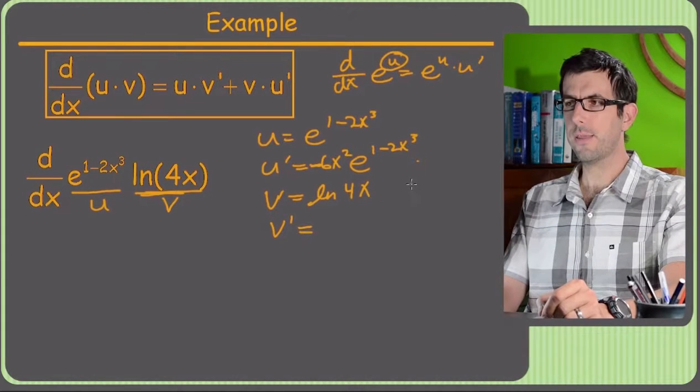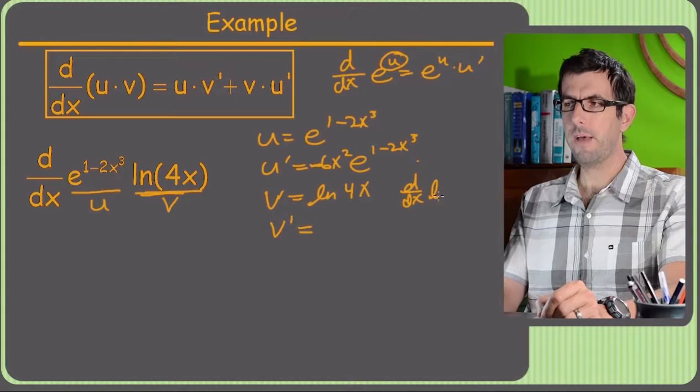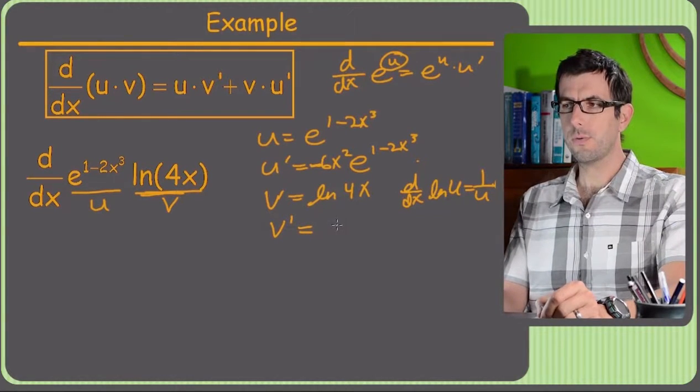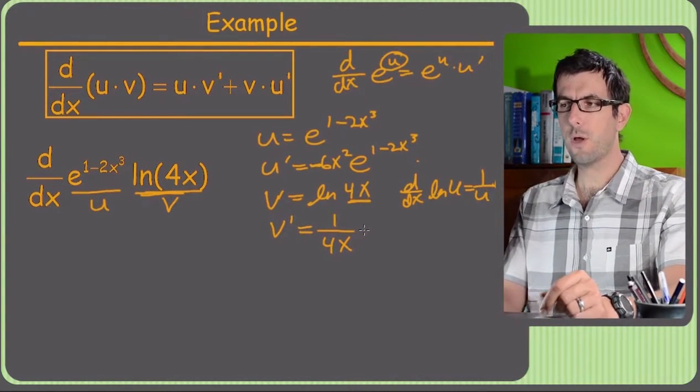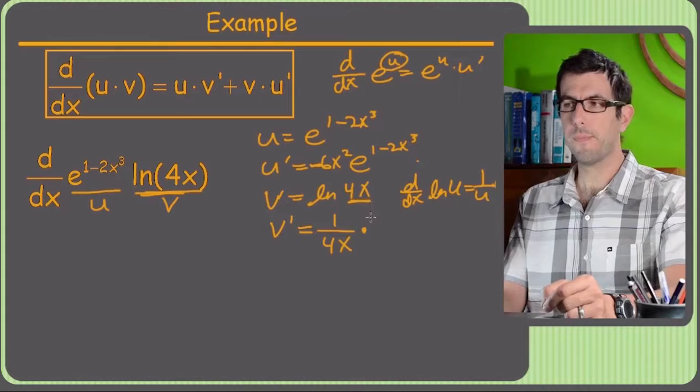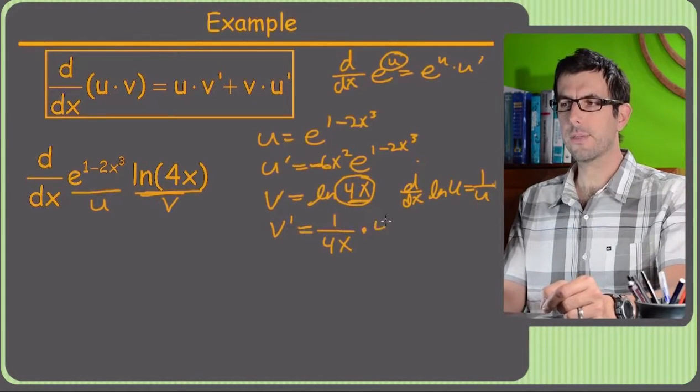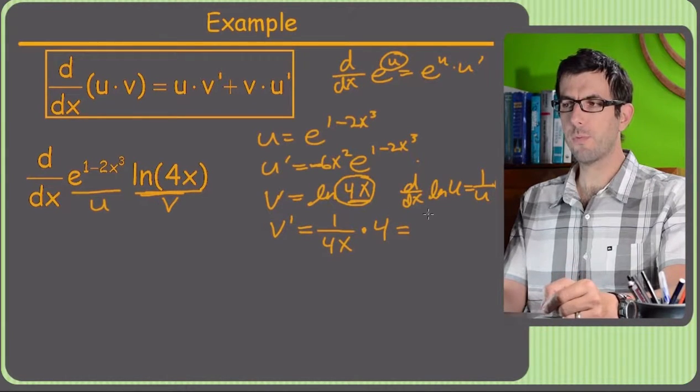So the derivative formula for ln is just d over dx of ln of u is just 1 over u times u prime. So the derivative of natural log of 4x is just 1 over 4x. Just take whatever's here and put it downstairs under a 1, and then times u prime. U is just whatever is behind the natural log. So in this case, it's just going to be 4. So that'll be 4 over 4x, or just 1 over x.